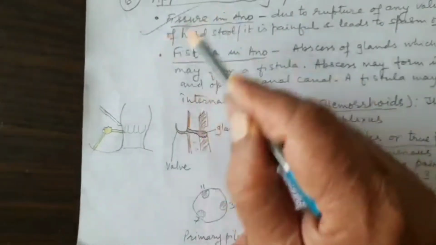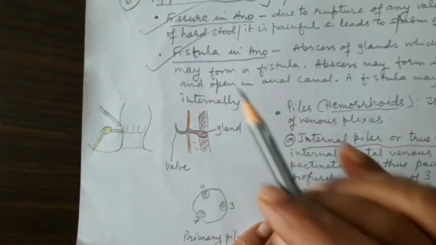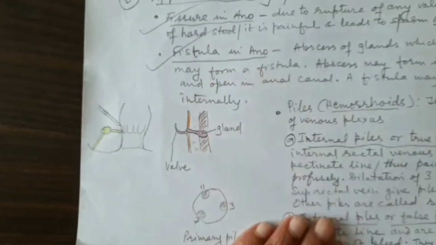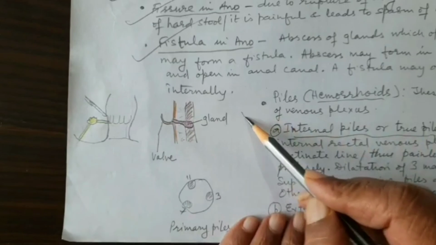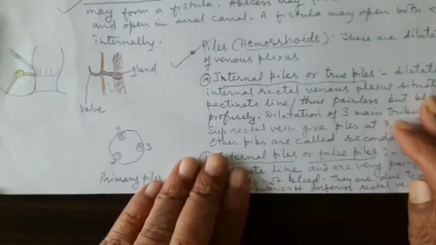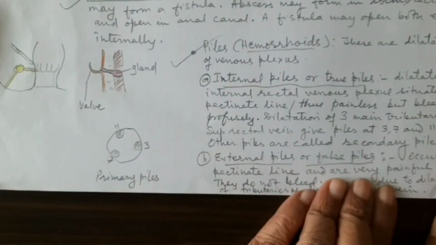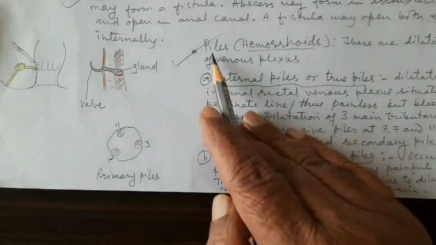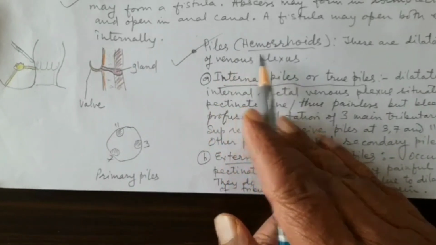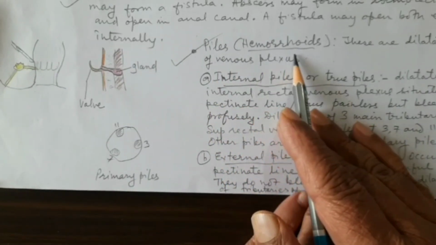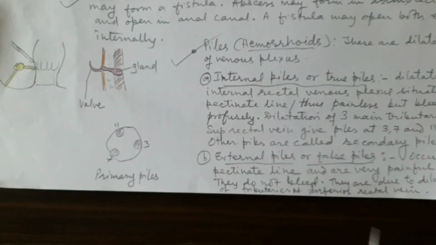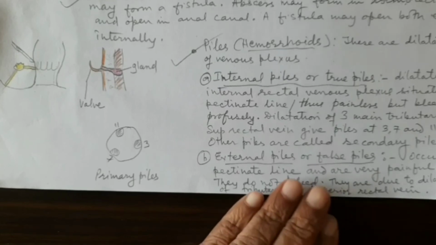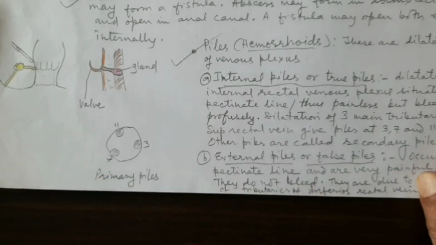So these were two conditions: fissure in ano and fistula in ano. Okay, two different conditions. Let us come to the third most important condition related to the anal canal, which is piles. Piles are also called hemorrhoids, and hemorrhoids or piles mean dilatation of the venous plexus.